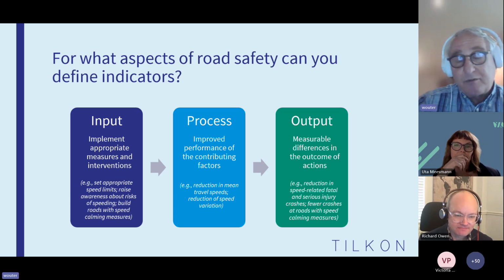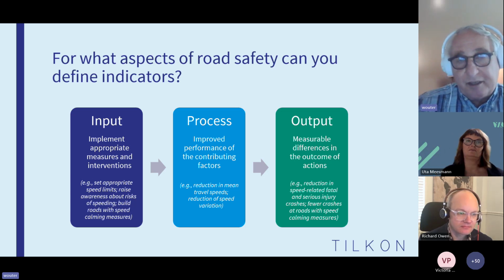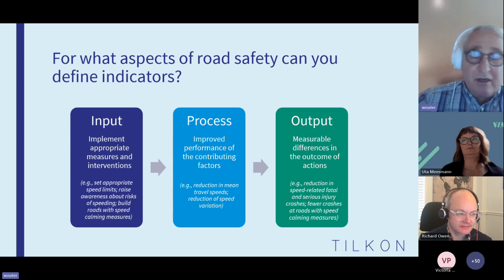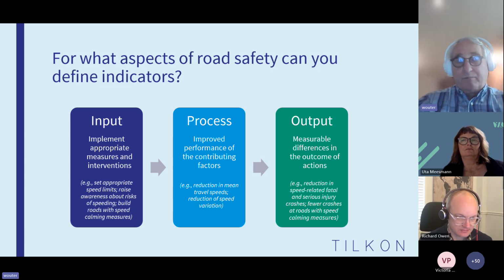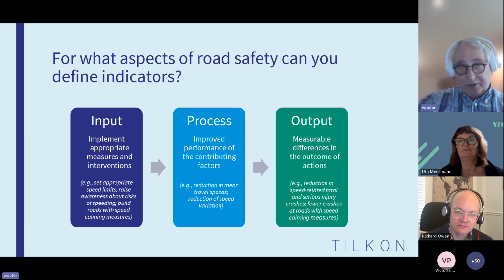And last but not least, and that's where we are most used to have indicators, the output. Then we will typically think in road safety of fatalities, but it could also be serious injuries, even the economic value. Some people call this outcome. And also there you can have indicators in road safety.